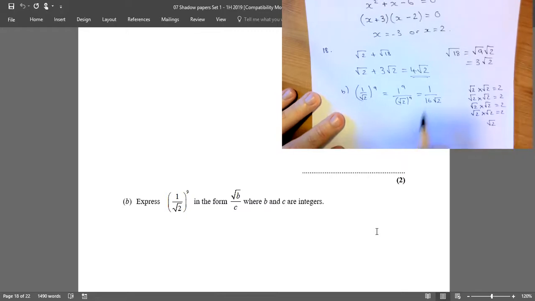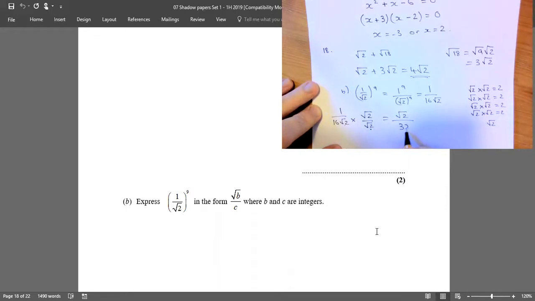Now we don't like a surd on the bottom, so we've got to rationalize it. Let's multiply top and bottom by root 2. So I have root 2 over root 2 times 1 over 16 root 2. 1 times root 2 is root 2. Root 2 times root 2 is 2, times 16 is 32.